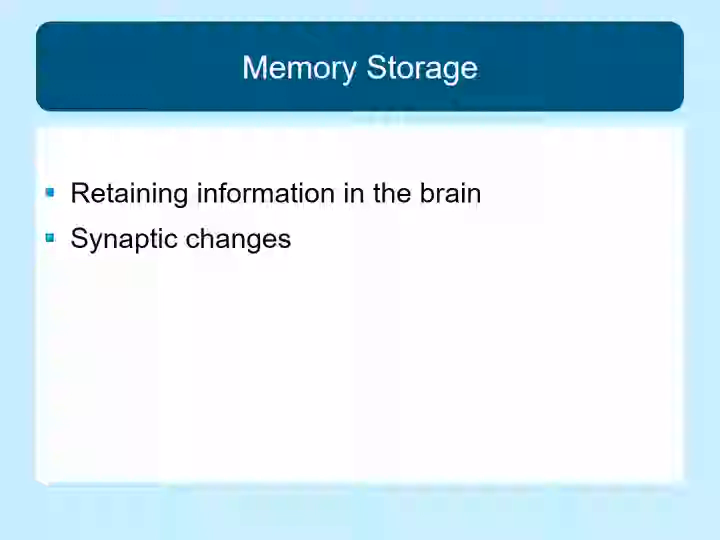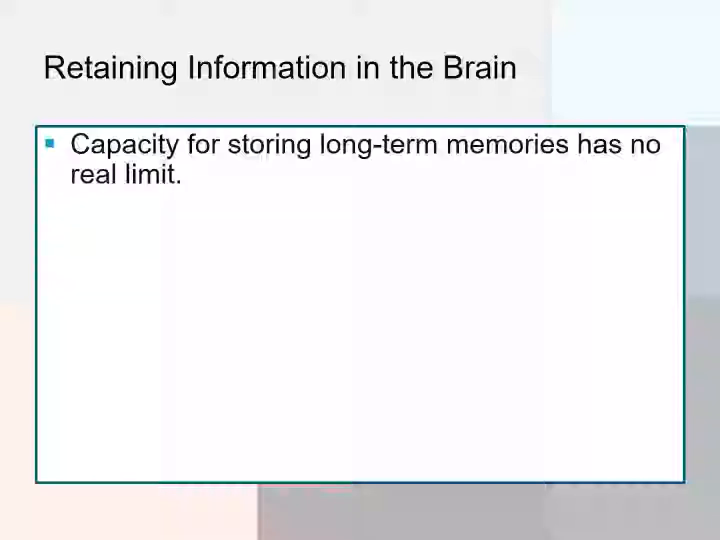So let's talk about memory storage. This is retaining information in the brain. And this happens through synaptic changes. As we said in chapter 6, the synapses are when you have two neurons basically communicating to each other to have an electrical impulse travel. The capacity for storing long-term memory has no real limit. You may feel like sometimes your brain is full. I know I do. But there's really been no one who's been able to reach a maximum amount of learning that they can store.